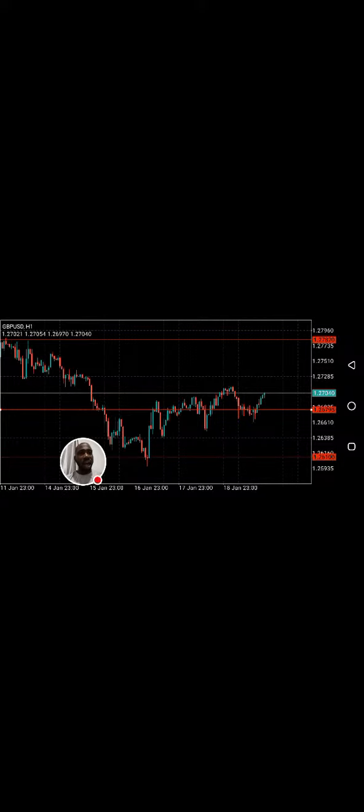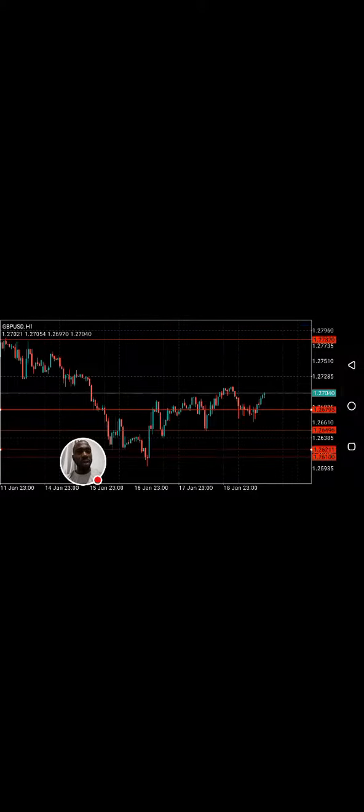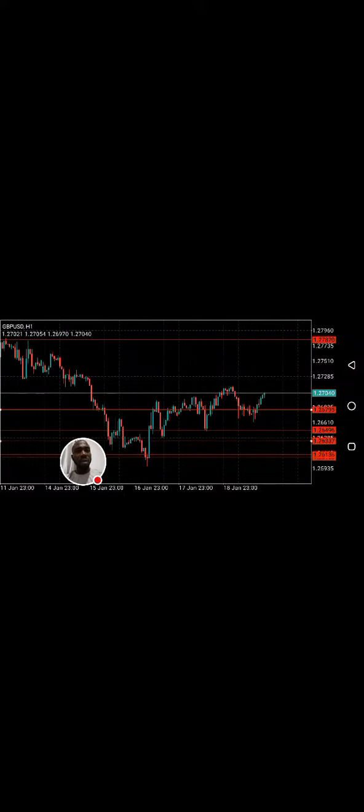So here we have a sell side liquidity. We have stop losses at this level. Then also we have a fair value gap here. So there's a possibility for price to pull back to fill this gap before it starts buying. So if you are considering buying GBP USD, you should wait for price to fill this fair value gap. This is the 1-hour time frame. Wait for price to fill the fair value gap before you buy.